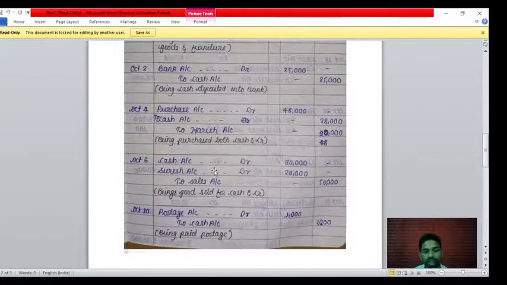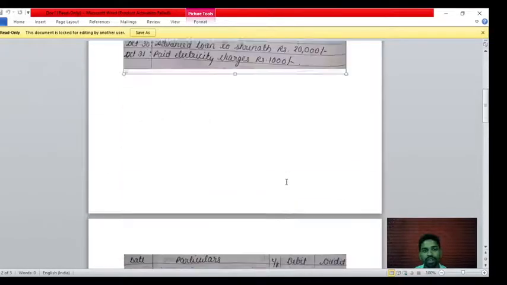Cash account debit, because after selling the goods cash comes into the business. It is 30,000. Sales to Suresh are on credit basis, so cash is not coming, but Suresh is the receiver, that's why it is a debit. Sales account credit rupees 50,000. Like this we have to solve.